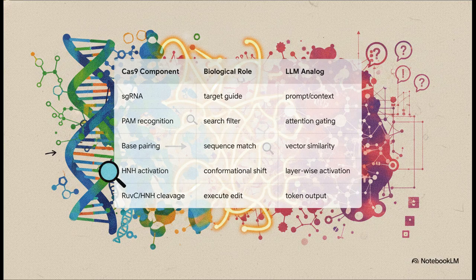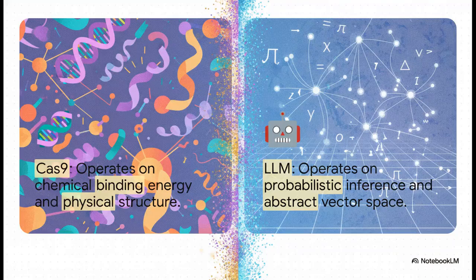The guide RNA in the cell is like the prompt for the AI. The PAM filter is like the attention mechanism. Chemical base pairing is like mathematical vector similarity. It's a direct one-to-one mapping of operational logic. But of course, no analogy is perfect, and it's really important to see where it breaks.